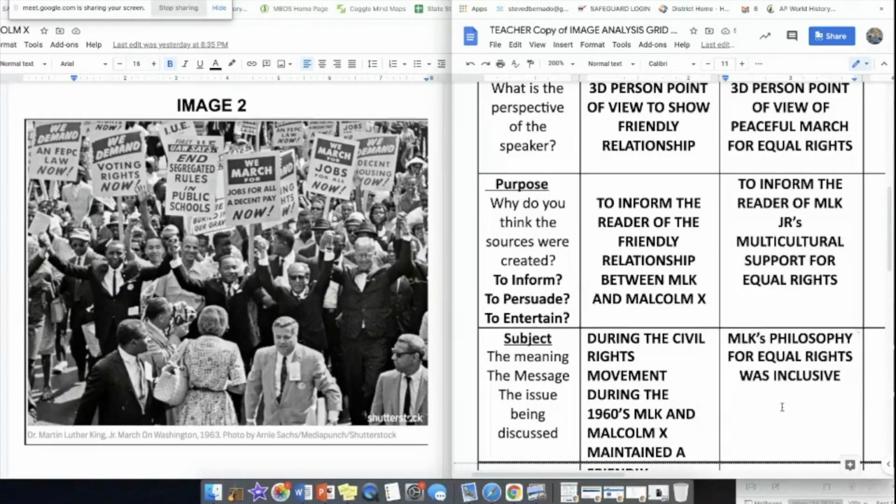All right, so what is the meaning or the message here? Mr. G's going to go deep, right? This is what you need to grow into by using your historical thinking skills. If he's holding hands with people of different racial backgrounds, and they're a mixed group of people from racial backgrounds, all agreeing on the rights that every American deserves, regardless of the color of your skin, what is the message here? Martin Luther King Jr.'s philosophy for equal rights, it was inclusive. It included everybody. Okay?